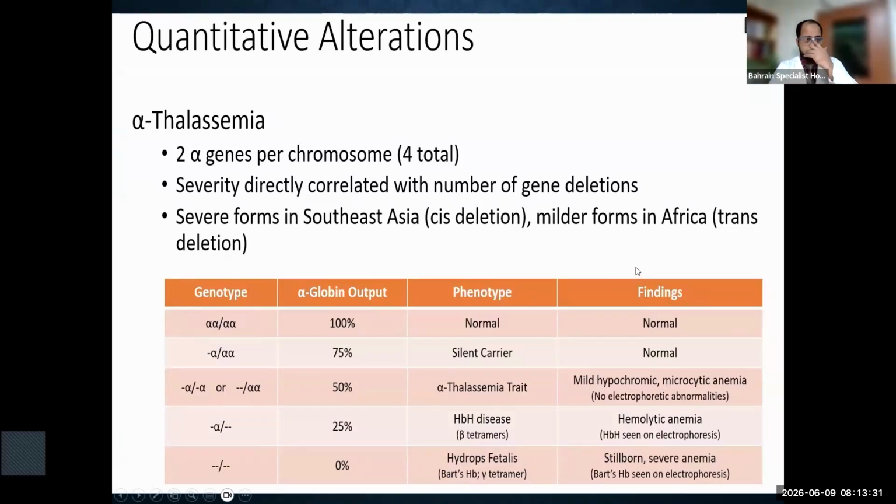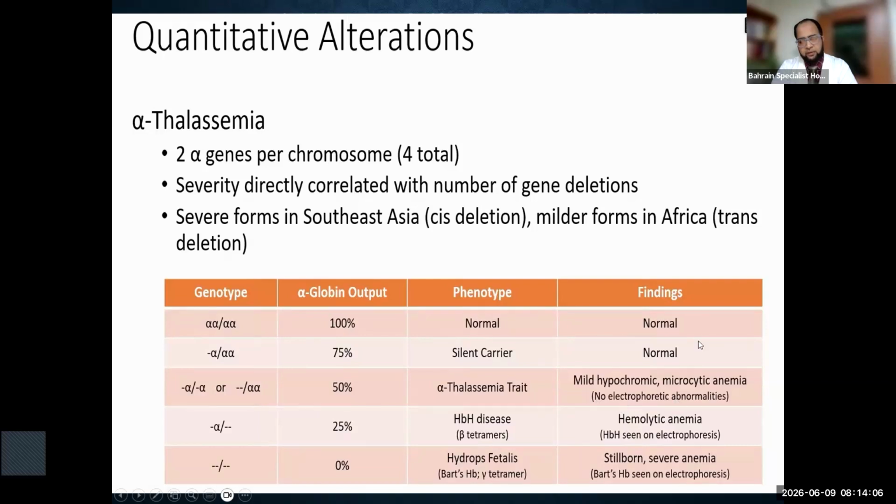Coming to the quantitative alterations, starting with alpha thalassemia. In alpha thalassemia, we have two genes that are expressed per chromosome, so in total, there are 4 genes. Basically, the severity is correlated with the number of gene deletions. Among these deletions, the cis deletions show more severity than the trans deletions. When there is one deletion, it is called silent carrier. When 2 deletions are there, cis or trans, it is seen in alpha thalassemia trait.